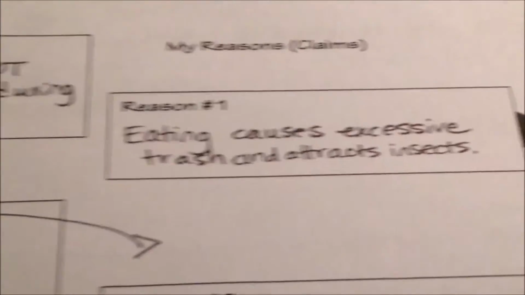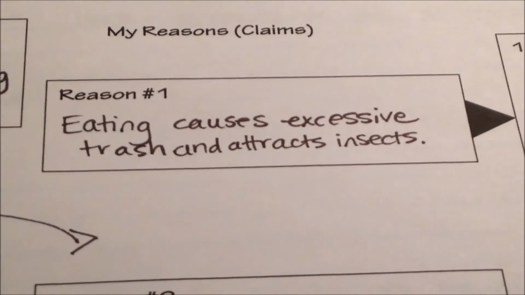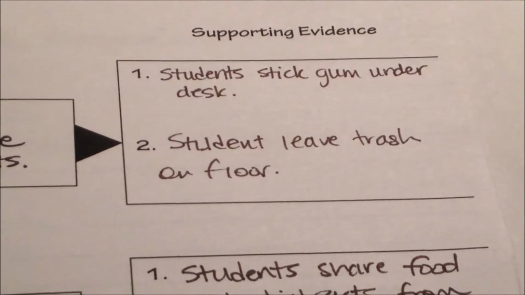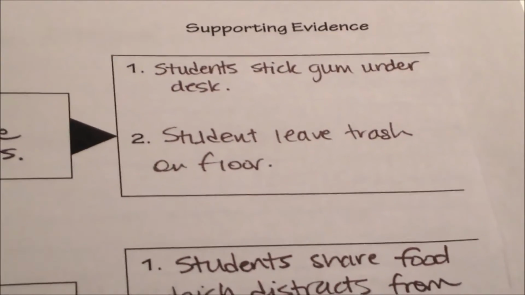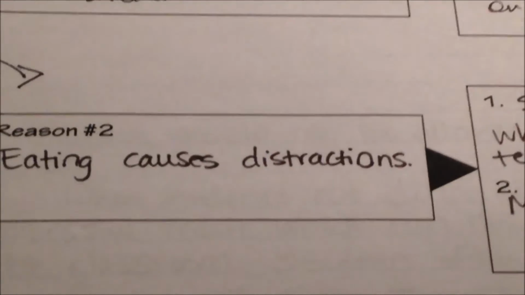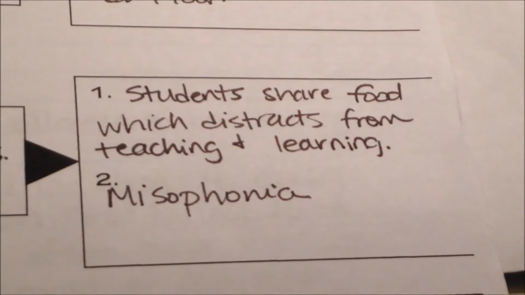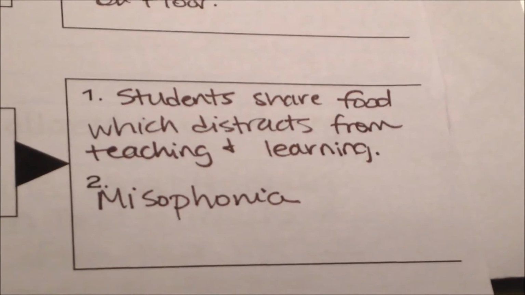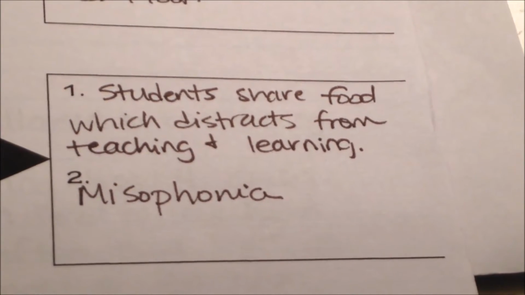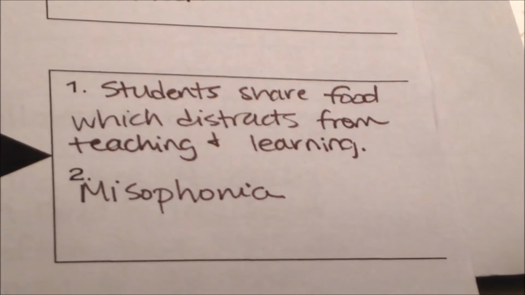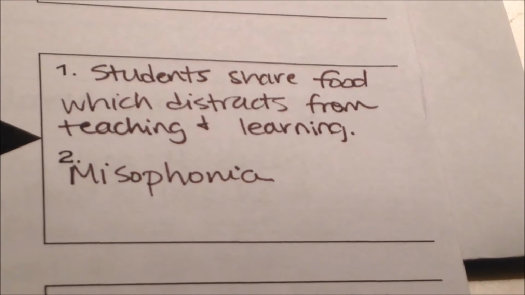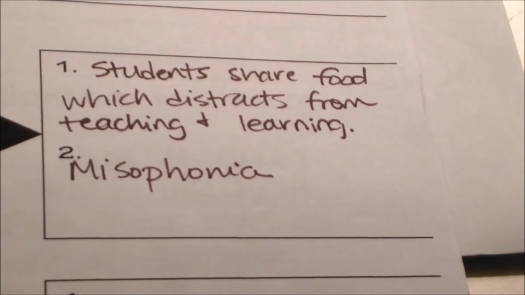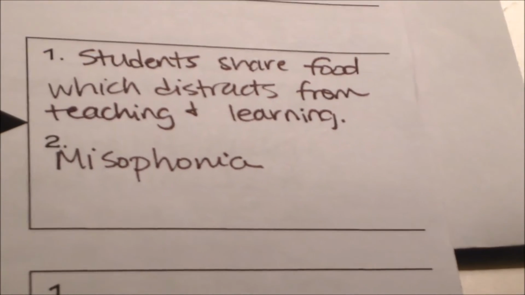So let's go back up here to reason number 1. Eating causes excessive trash and insects. And then over here I came up with 2 supporting reasons. Students stick gum under the desk and students leave trash on the floor. The second one, distractions, I came up with students share food, which distracts from teaching and learning. And the second one is this big fancy word, misophonia. If you were to Google that, you would find out that some people are bothered by the sound of other people eating, that it's like nails on the chalkboard for them. And so those students would have a hard time with other people eating in class.